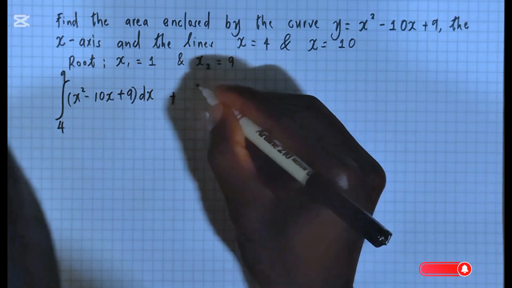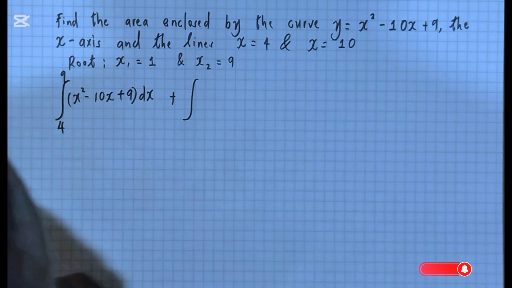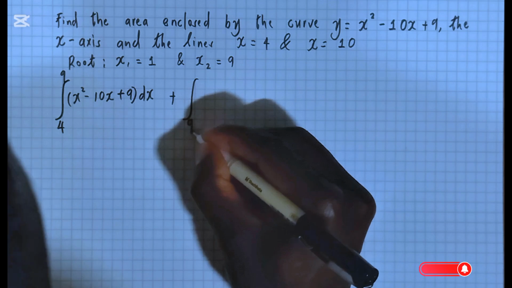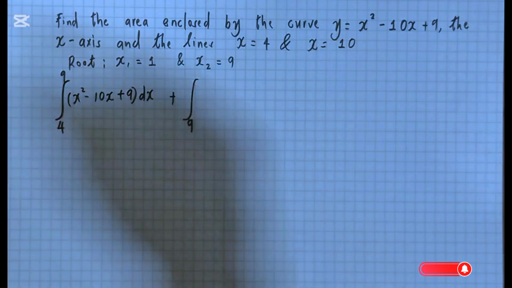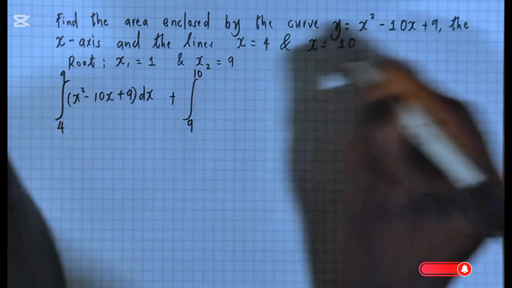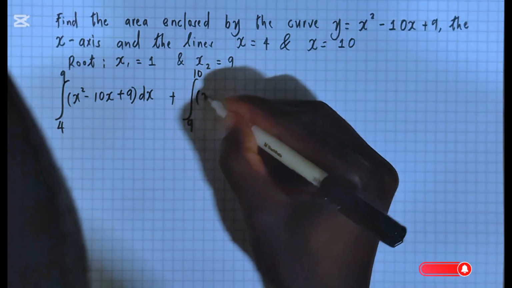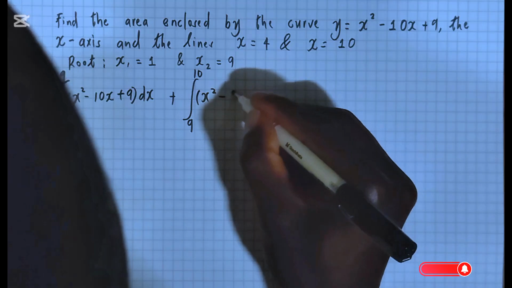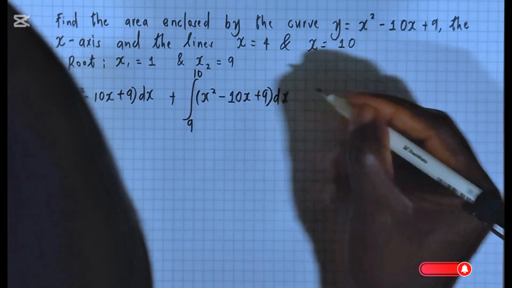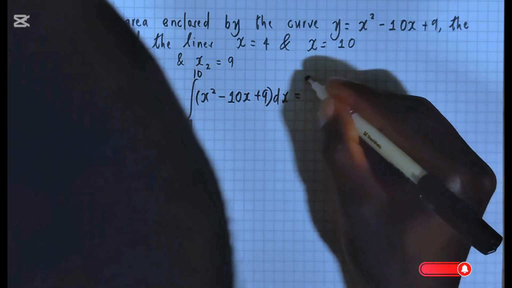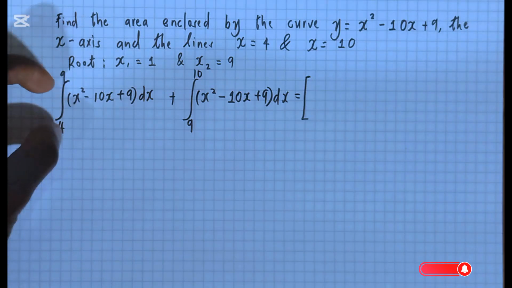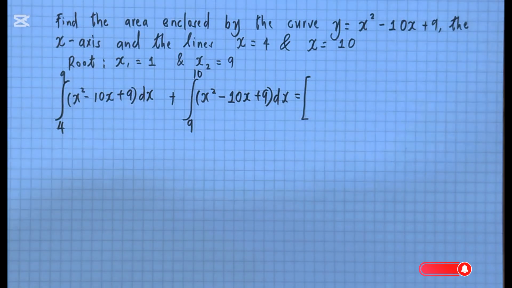For the total area, we're going to add the area from the limit of 9 to 10. That was the area slightly above the x-axis. Of course, we are integrating the same curve, x squared minus 10x plus 9 with respect to x. We're going to integrate for these two with these limits and then add them together.